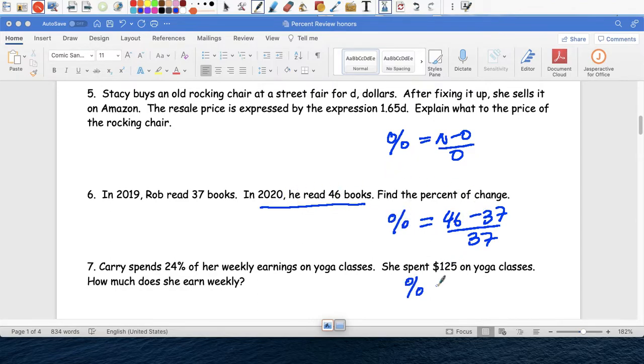Oh, I forgot times 100. 46 minus 37 equals some number divided by 37. And as a decimal, we get 0.24324, etc. If we multiply that by 100, we can just move the decimal two places over. It's 24.32%. So the increase, percentage-wise, is that he's reading 24.32% more than last year. Okay.